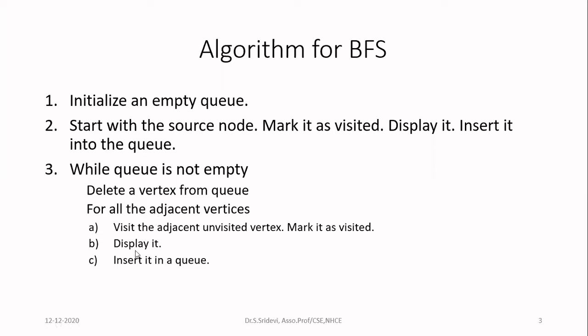So these are the 3 steps you have to follow for every node you are going to visit. First thing is, visit the adjacent node if it is not visited. Second one is, after you visit, display it in the graph, that is in the output. Then you insert that node into the queue. The reason is, next we are going to explore that particular node. So whatever node you are going to explore next should be in the queue. So we are going to insert that node into the queue. These steps we are going to repeat as long as your queue is not empty.